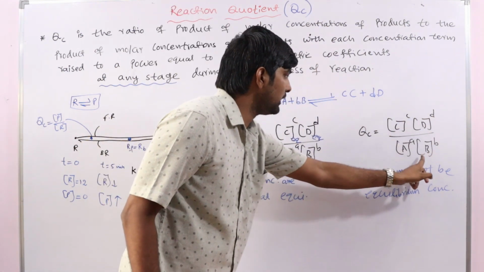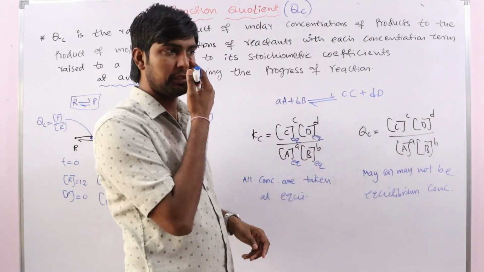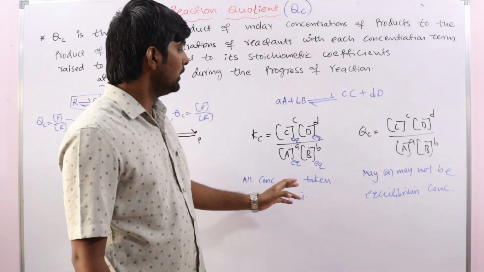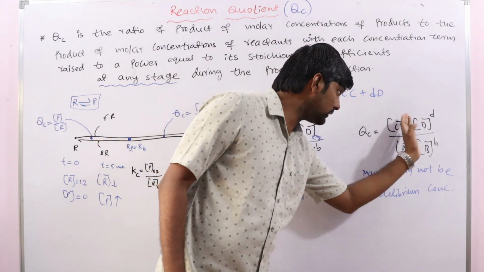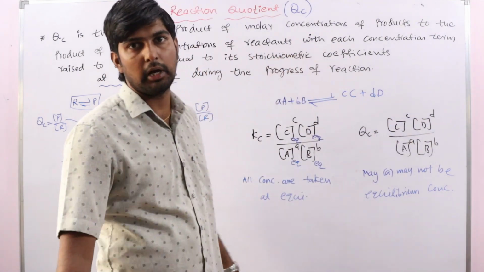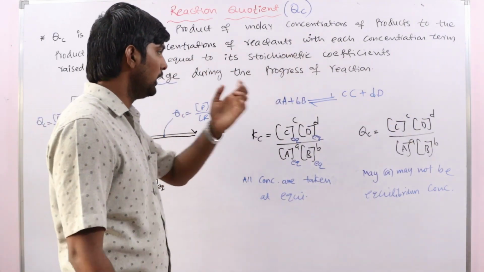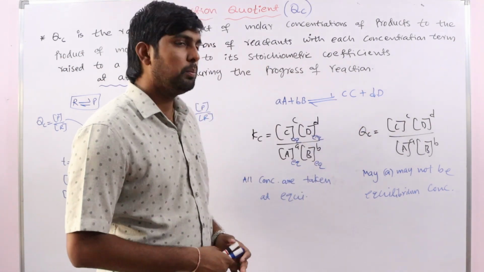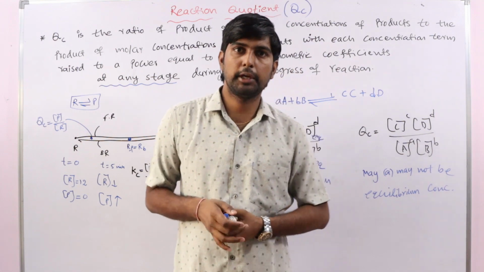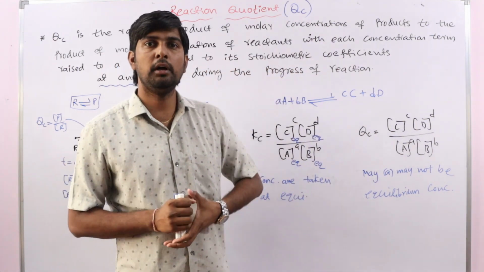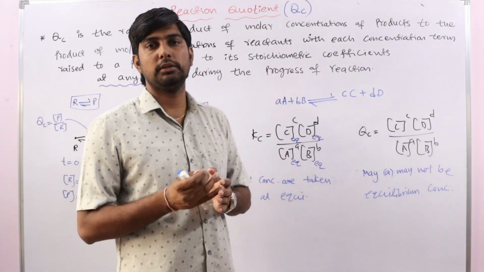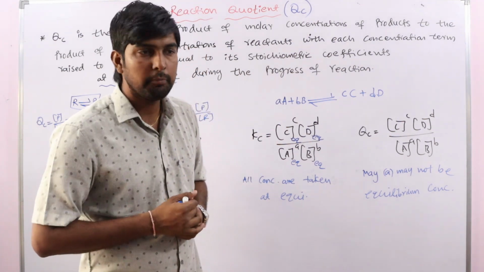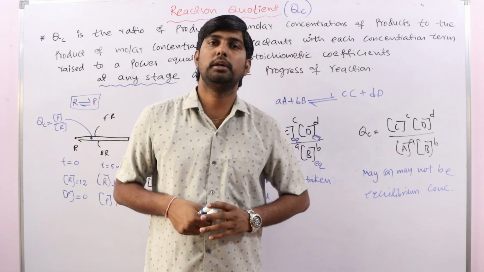If these concentrations are equilibrium concentrations, in that case Kc equals Qc, yes or no? When these concentrations are not equilibrium concentrations, Qc is different from Kc. By using Qc we can predict the direction of the equilibrium reaction, whether it is moving in the forward direction or backward direction, that we discuss now.